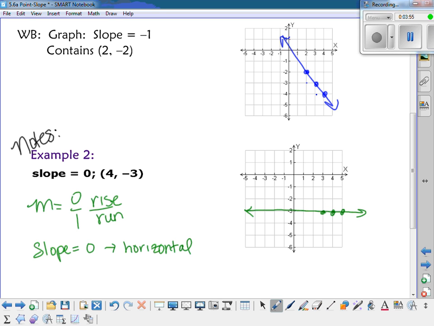If you have an undefined slope, that's when you have a vertical line. Okay? So a slope of 0 is horizontal, an undefined slope is vertical. You guys remember that now? Okay.